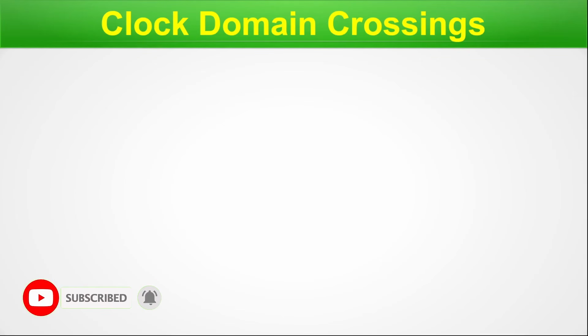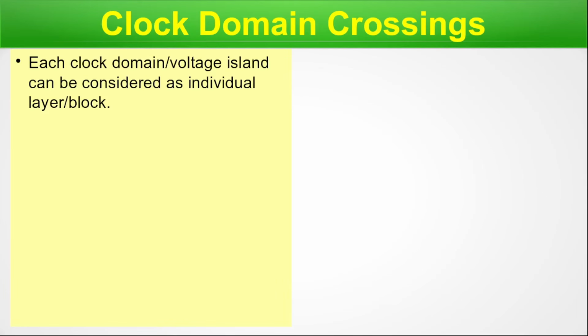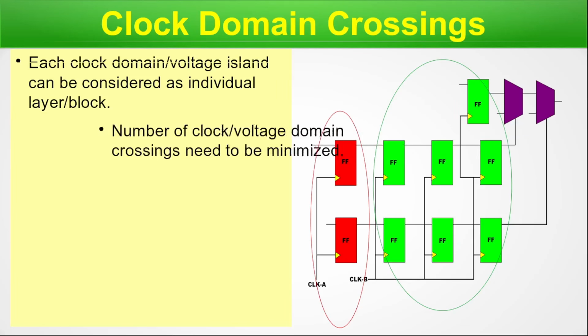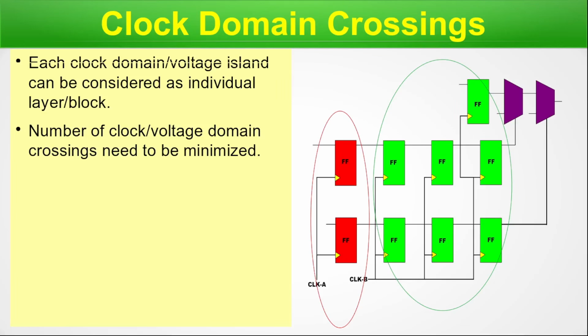Clock domain crossings. Each clock domain or voltage island can be considered an individual layer block. In a modern day chip, that is in a SoC, we can find multiple clock domains or multiple voltage domains, as we have just mentioned earlier. Here is a simple diagram with multiple flip-flops and muxes, where this is the first clock domain owned by clock A and this is the second clock domain owned by clock B. So different clock domains are there in a modern day SoC, and these clock domains evidently cross at some point. The number of clock or voltage domain crossings needs to be minimized.